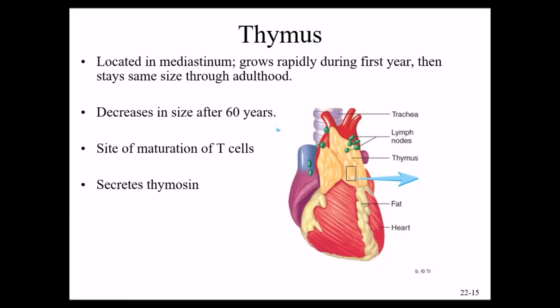Now, the function of the thymus, again, is to secrete a hormone called thymosin, and this is where T cells, T lymphocytes, go to finish the developmental process. And we'll talk about that process a little later in the chapter.